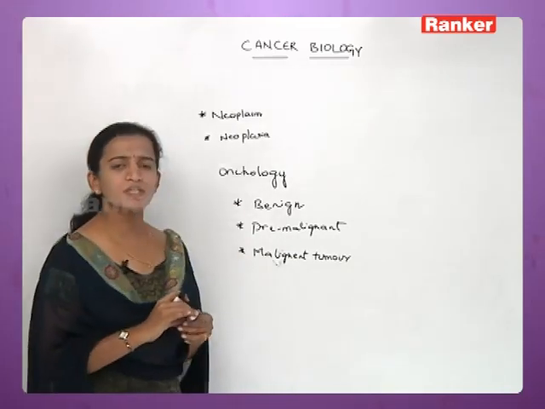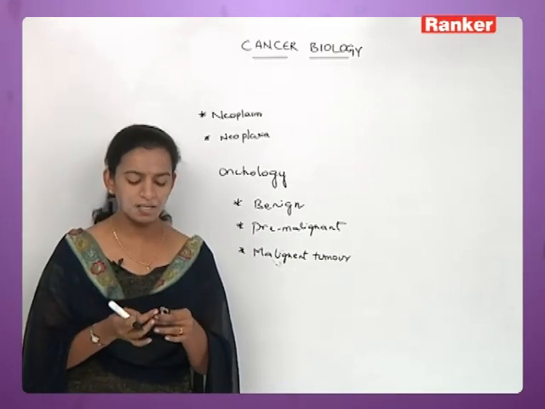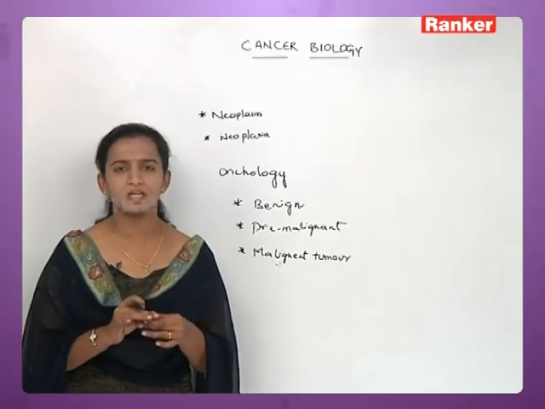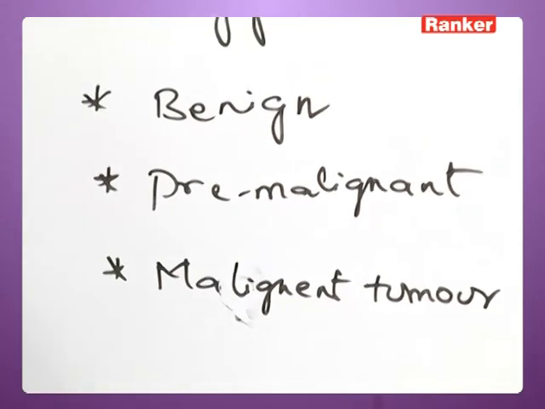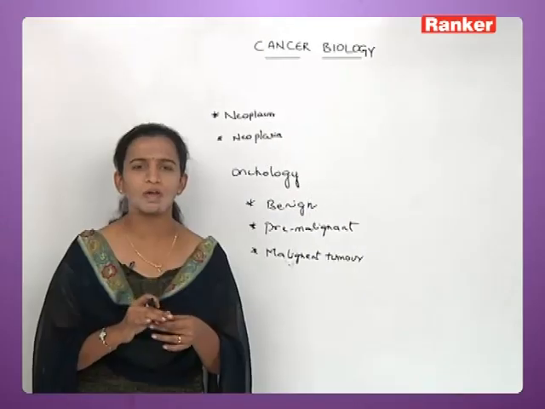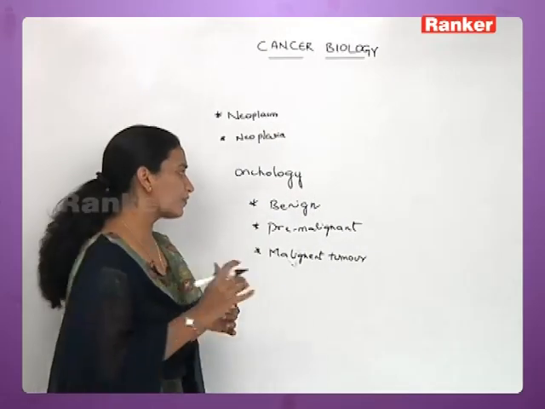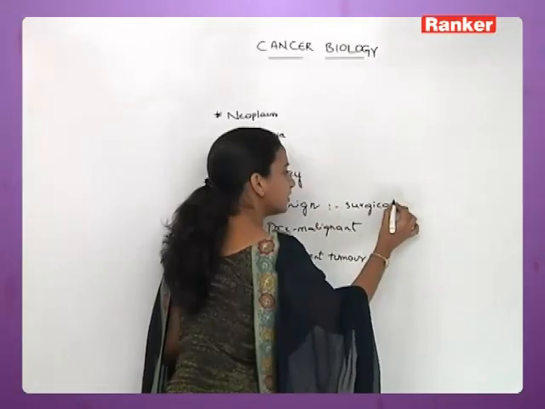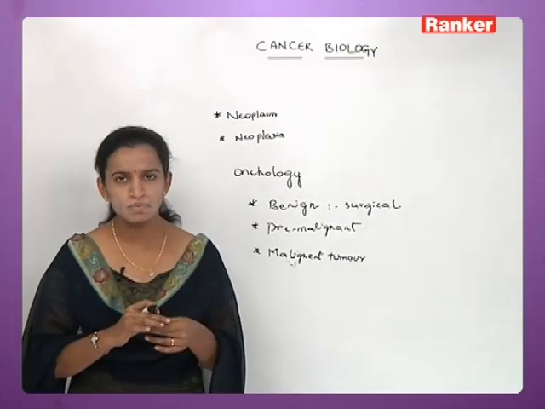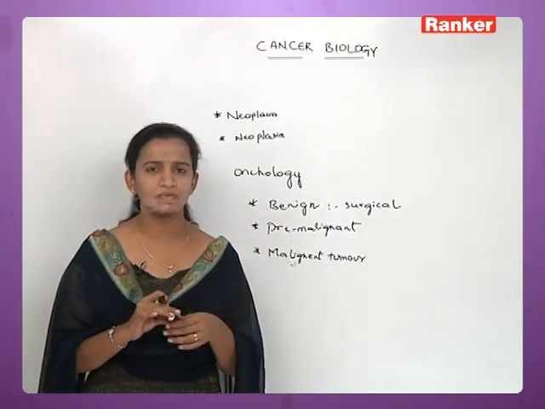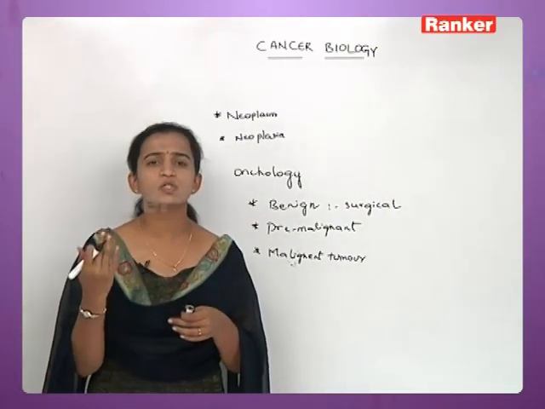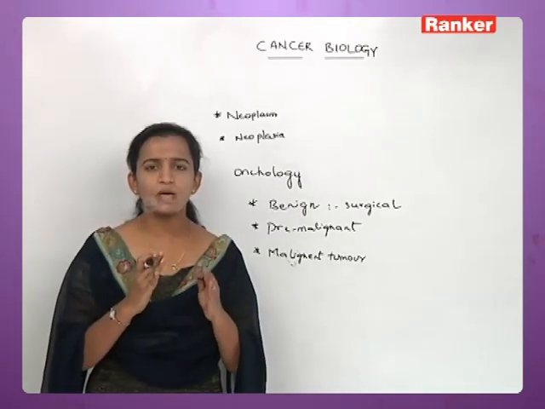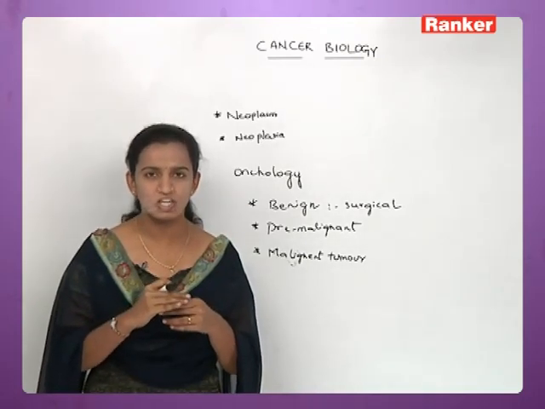A benign tumor can be removed by surgical methods. For example, fibroids present in the uterus can all be removed. If there is a surgical method for a cancer, it can be removed surgically, and it is not spreading. That means it is not going to spread to the rest of the body. It is restricted to one place and can be removed by surgery.